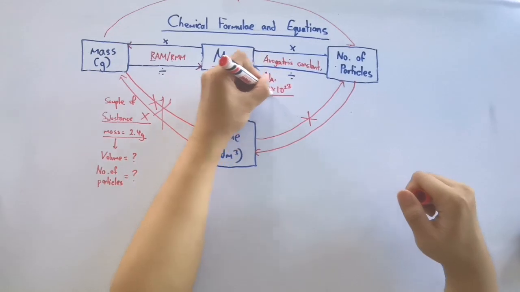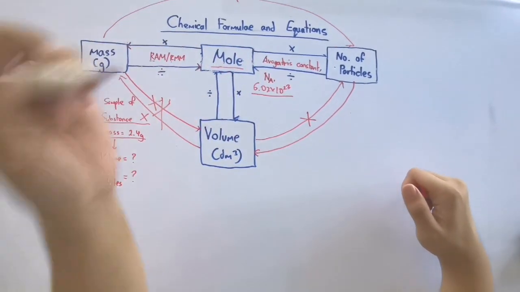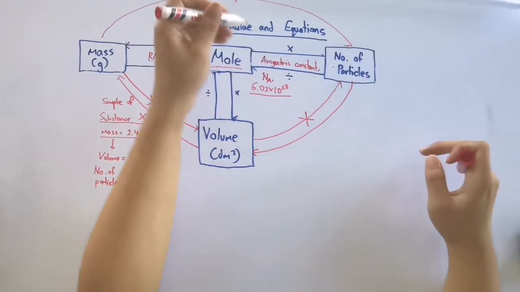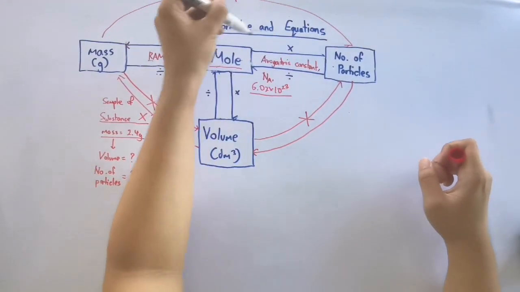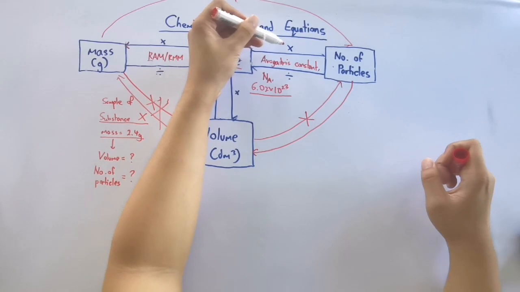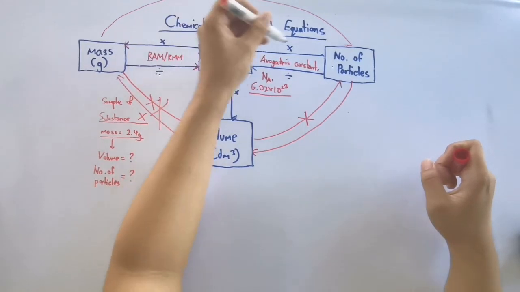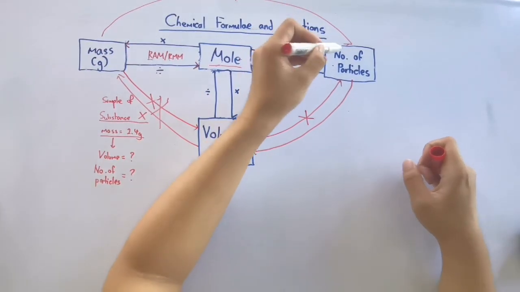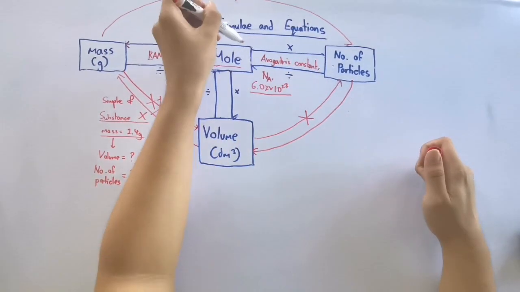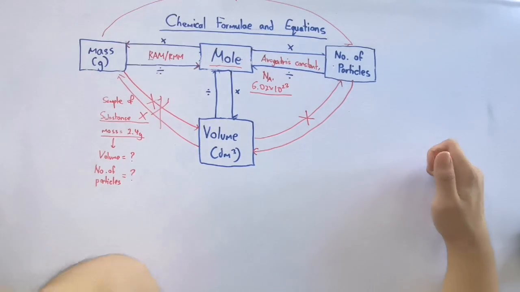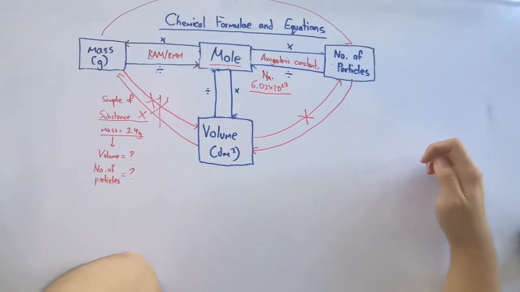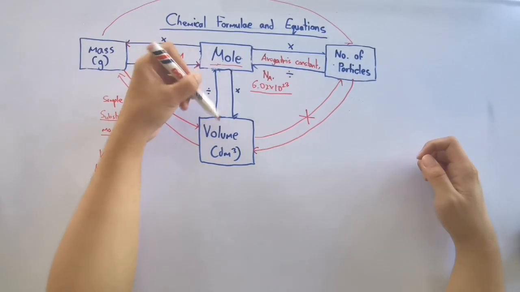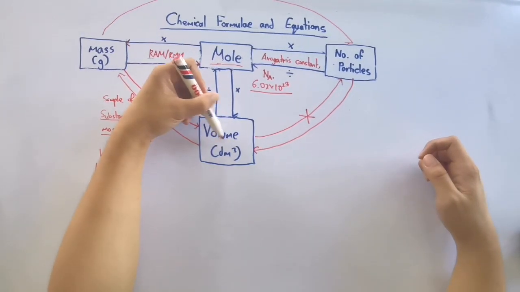Now this is a constant. You don't actually have to worry about it. Exams actually give you this value. So you don't have to memorize anything. You just need to know if I have the mole and I want to find number of particles, I have to multiply with Avogadro's constant. If I have the number of particles and I want to find mole, I just have to divide by Avogadro's constant. Simple. And the final one, if I have the mole of a substance, I want to find the volume of the substance.